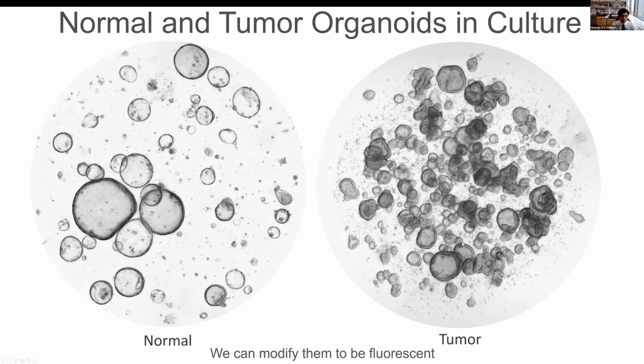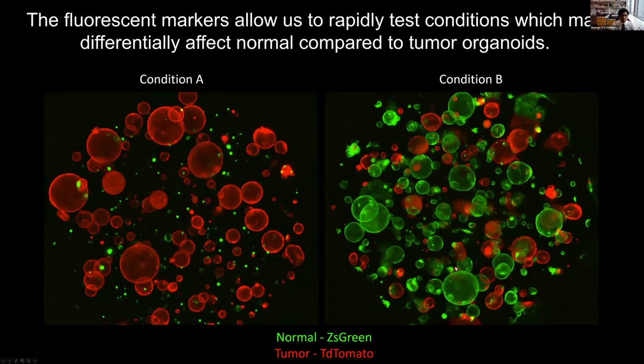One convenient aspect of growing the cells in culture is that we are able to modify them to be fluorescent. Since they're ex vivo and outside the animal, we are able to genetically engineer them, either using CRISPR Cas9 or Cre technologies. Here's an example of that after we've modified them to be fluorescent. The fluorescent markers allow us to rapidly test conditions which may differentially affect the normal compared to tumor organoids. The normal cells have been engineered to express a green fluorescent protein, so they look green, and the tumor cells have been engineered to express a red fluorescent protein, so you can see them here in red.